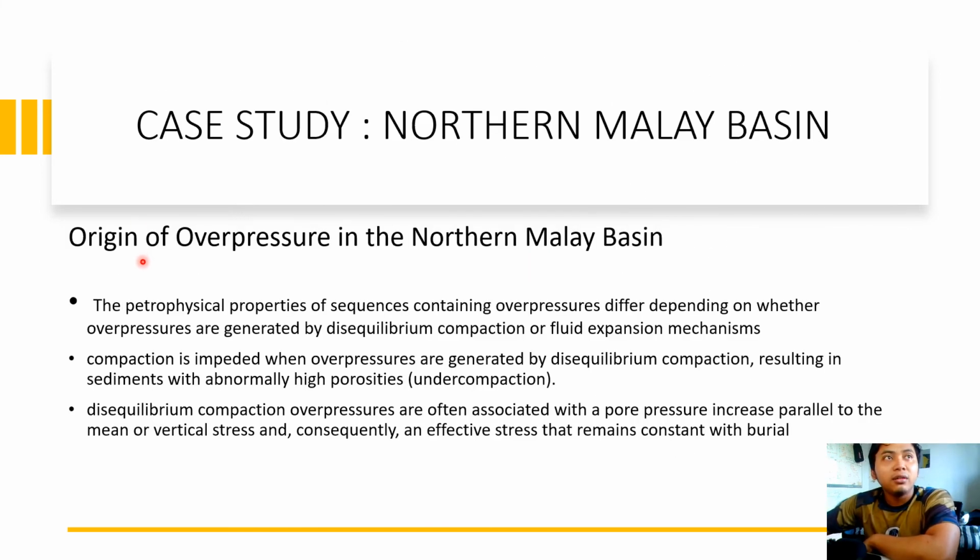For the origin of overpressure in the Northern Malay Basin, the petrophysical properties of sequences containing overpressure differ depending on whether overpressure is generated by the disequilibrium compaction or fluid expansion mechanism. Compaction is impeded when overpressure is generated by disequilibrium compaction, resulting in sediment with abnormally high porosity. In other words, under-compaction. This disequilibrium compaction overpressure is often associated with a pore pressure increase parallel to the mean or vertical stress, and consequently an effective stress that remains constant with burial.